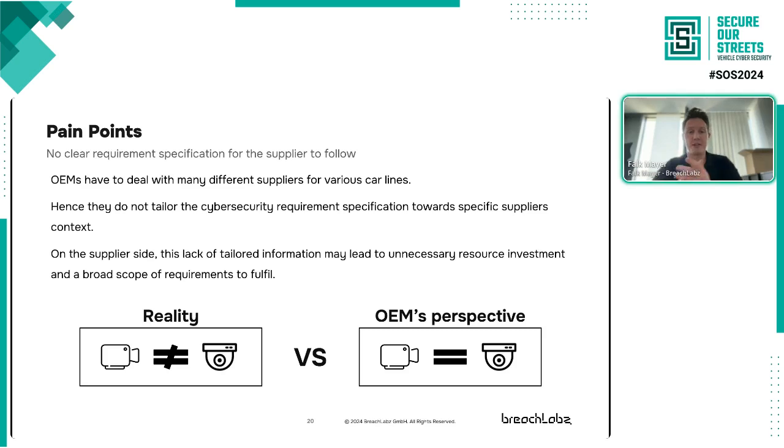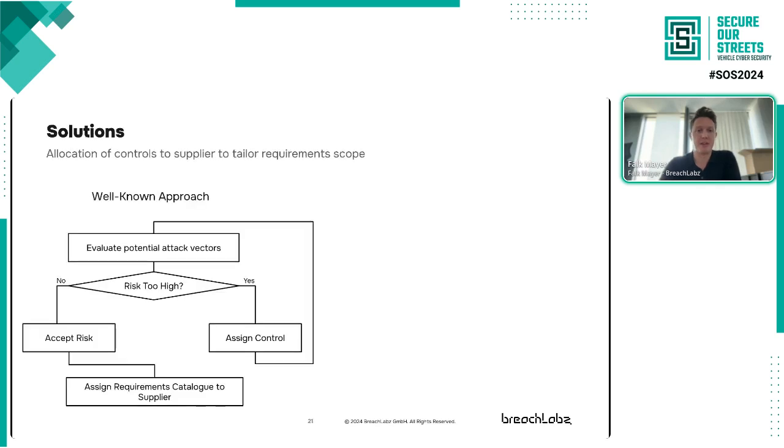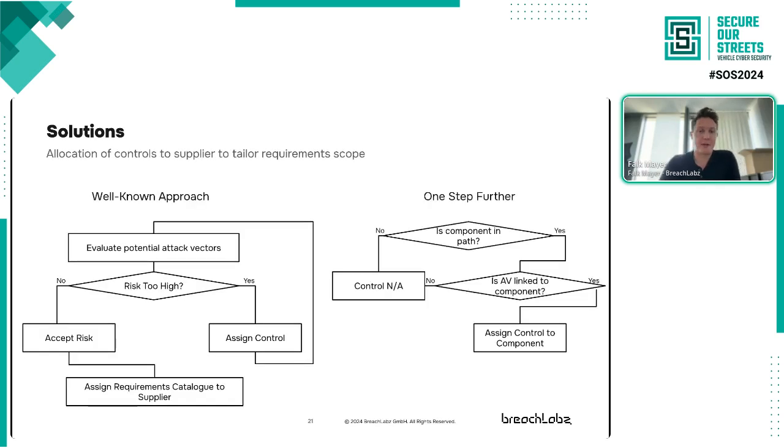And this is also what we talked about there, that we have to have tailored information in order to not go into unnecessary resource investment and a broad scope of requirements. So by allocating those elements, as we have talked about before, we could save a lot of development effort here. To illustrate this a little better, I have sketched out a well-known approach and then a little bit of a step further.